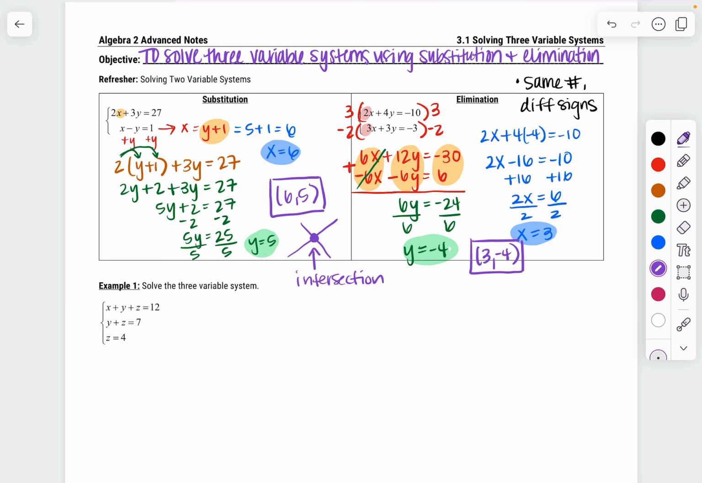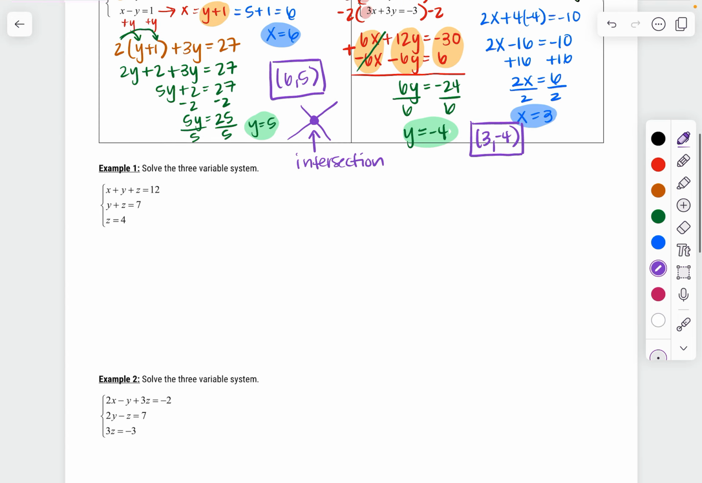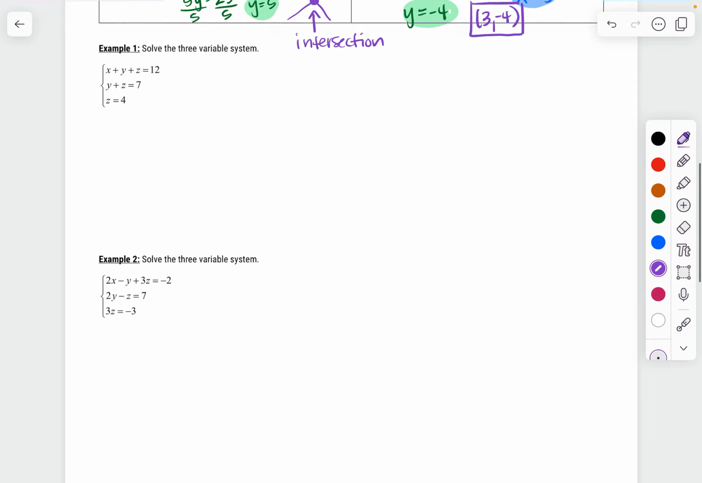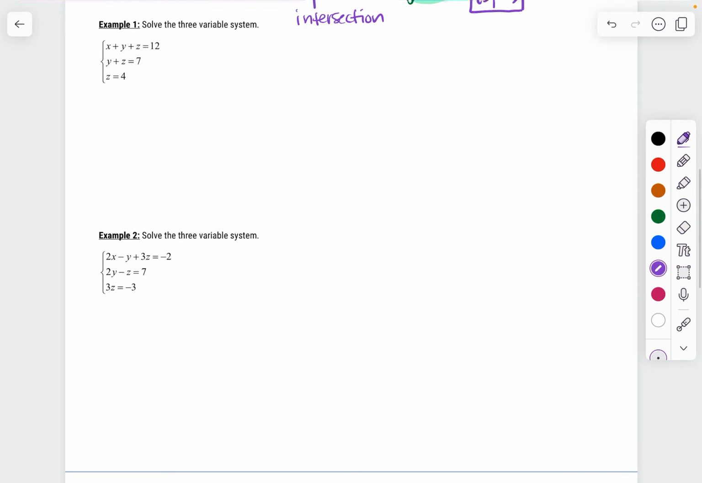So that's kind of a small review of what you should have talked about in Algebra 1. Now let's take this another level higher and look at 3 variable systems. A lot of these that you see in Algebra 2 are not terribly hard. You just have to know how to approach them. So the first thing I'm going to do is look at example 1. And this is a nice one.